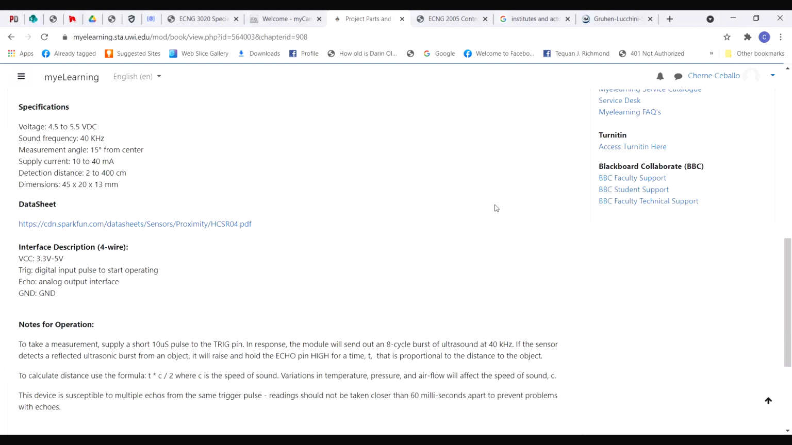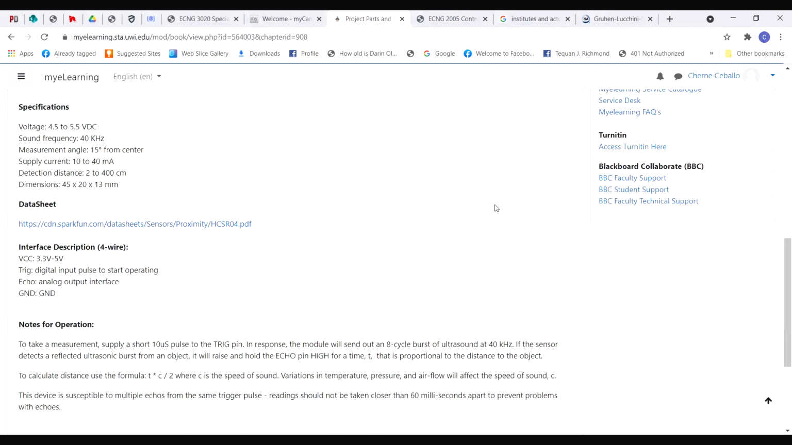And you break it down into pieces. So that's the approach I want you to take, right? The way to eat an elephant is 1 bite at a time. It's not impossible. All you have to do is take it a step at a time, right? So the trigger input, we say under notes for operation: to take a measurement, supply a short 10 microsecond pulse to the trig pin. Okay, so that's doable, right?